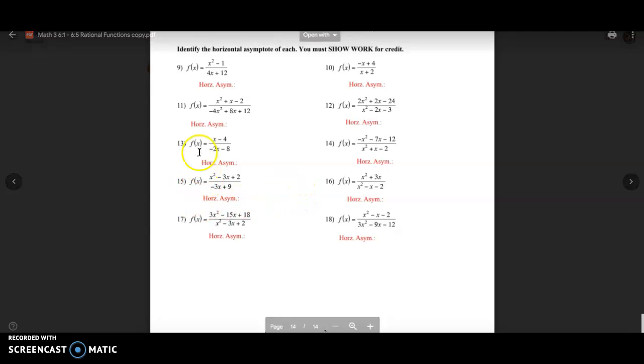So let's look at this one. This one's good because they're equal degree. Got a 1 on top for the leading coefficient and a -4 on the bottom. So 1 over -4 means that I have a horizontal asymptote at y equals -1/4. This one would be 2 over 1. Now if I reduce 2 over 1, that's just 2. So I have a horizontal asymptote at y equals 2.